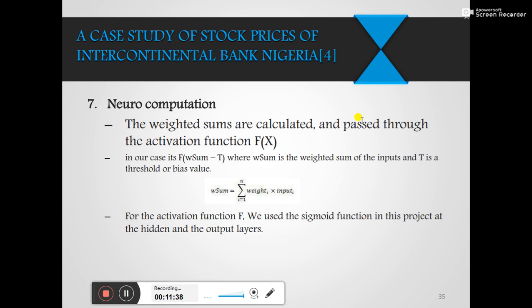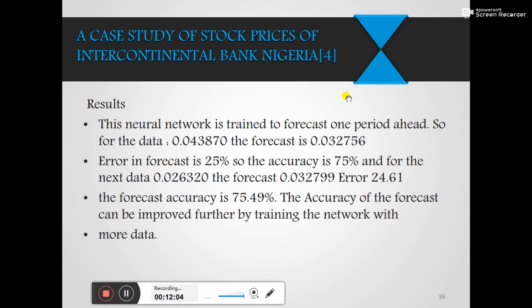Then you need to go for neuro computation. The weighted sums are calculated and passed through the activation functions. In our case, the function of W sum minus T, where W sum is the weighted sum of the inputs and T is the threshold or bias value. For the activation function F, we use the sigmoid function in this case study, at the hidden and the output layers.